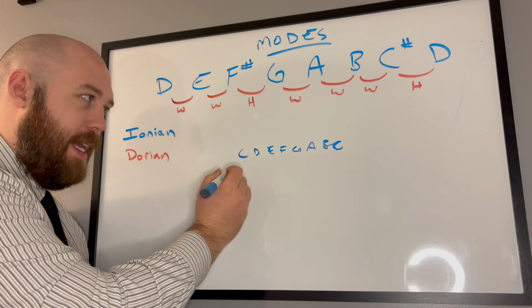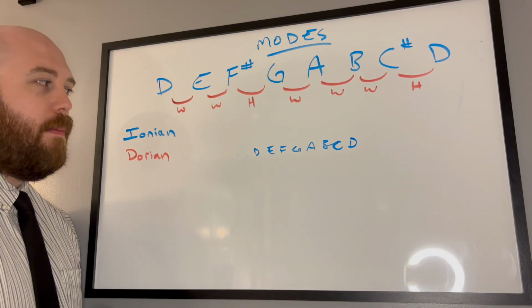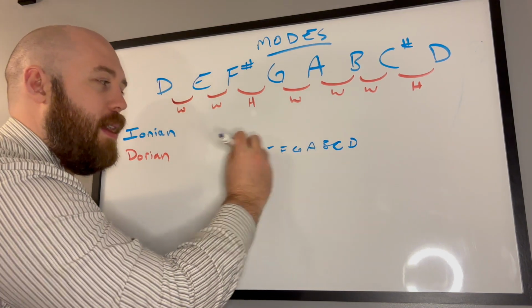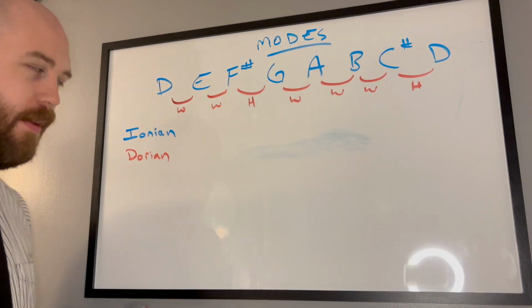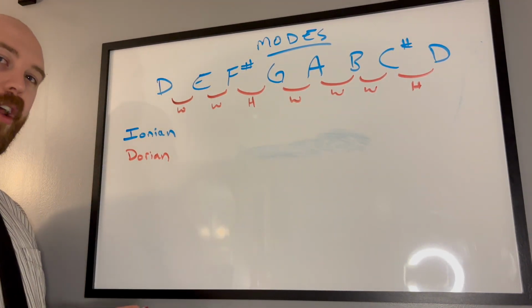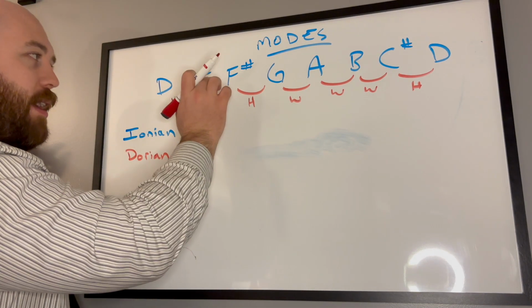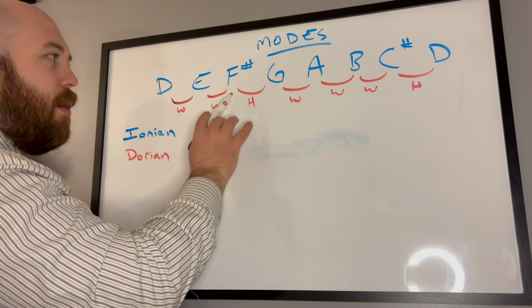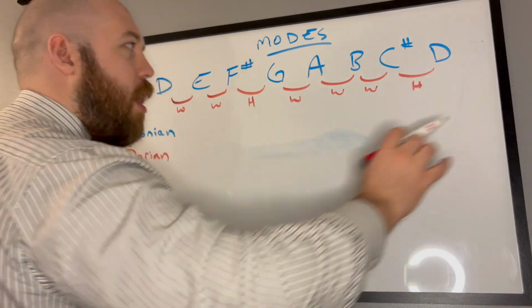If I wanted to play D Dorian, there you go. Boom. D to D using the C scale because it's the second scale degree. It's the second note in the scale. Okay? And this goes on and on. So let's say I took the D scale and I started on F sharp instead. Okay? I went F sharp, G, A, B, C sharp, D, E, F sharp, right?